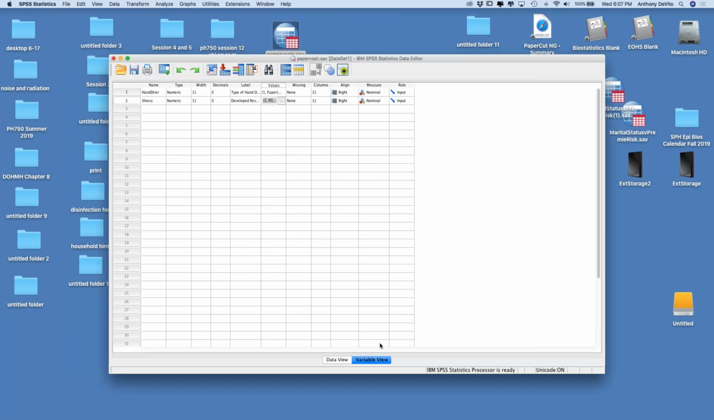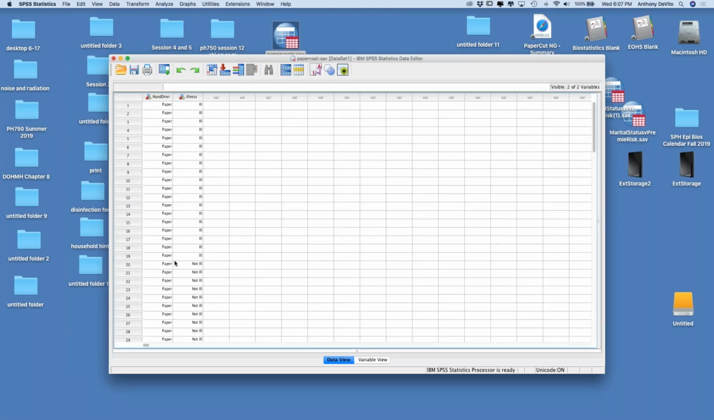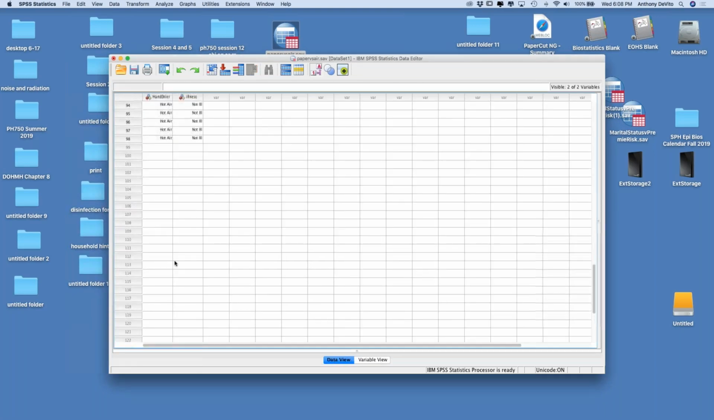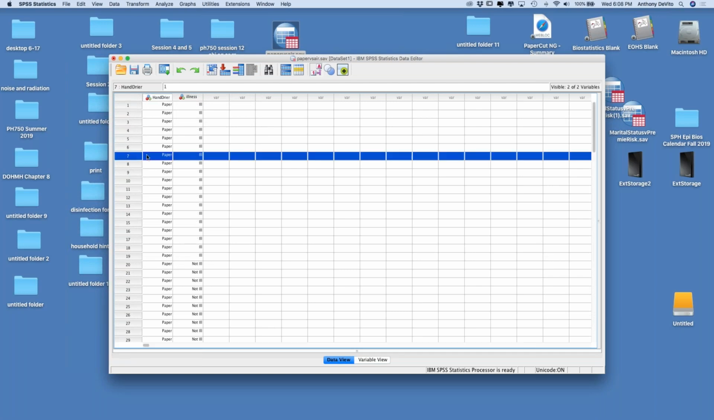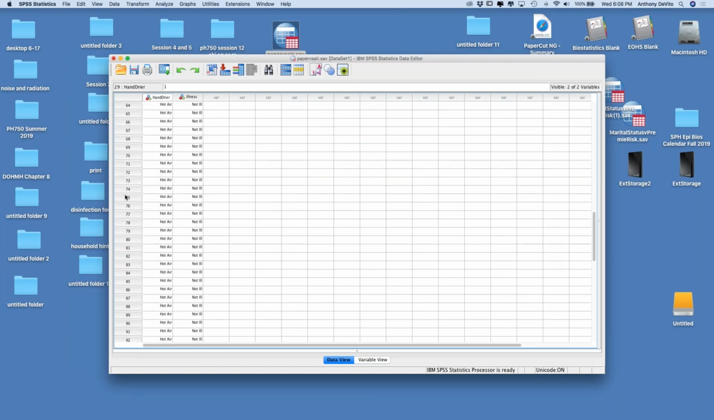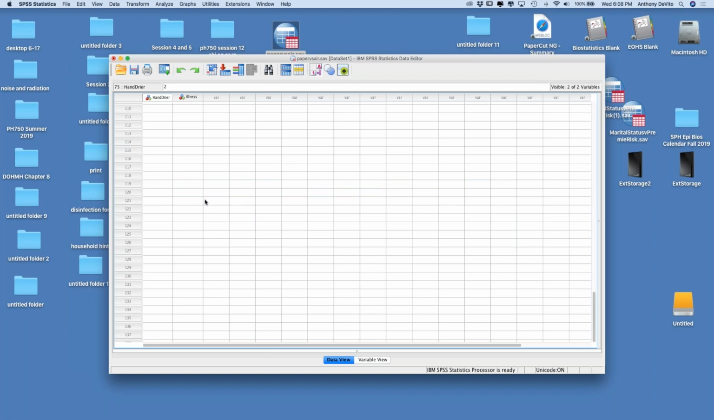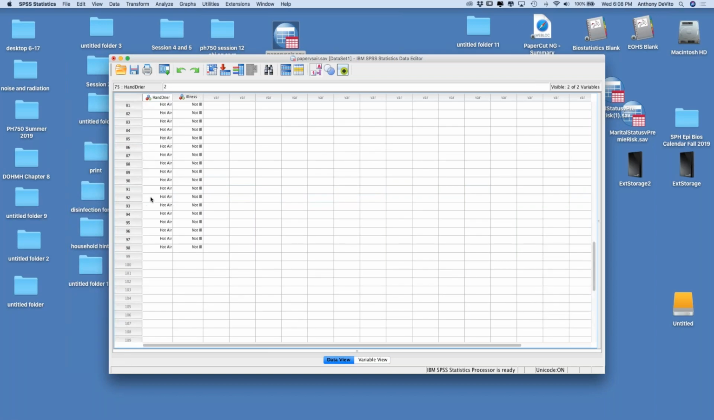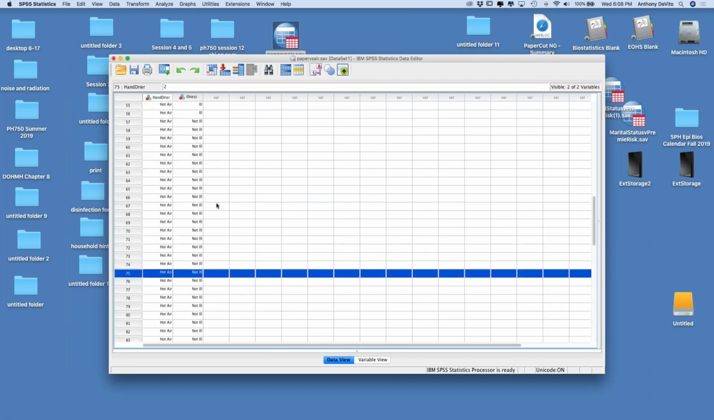Okay, so we're going to go over here to our data view. See how much data we have. We have a bit, it's a pretty good size data set, right? So, for instance, person number 7 used paper and he got the flu. Person number 29 used paper, he didn't get the flu. This person used hot air and he didn't get the flu. This person used, and so on and so forth, whatever it turns out to be.